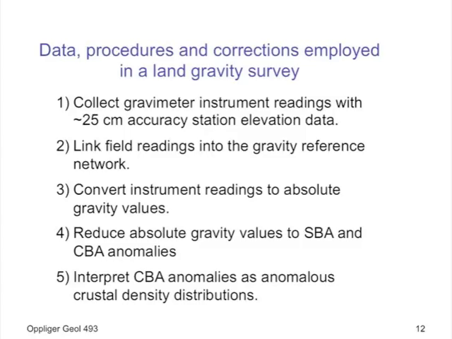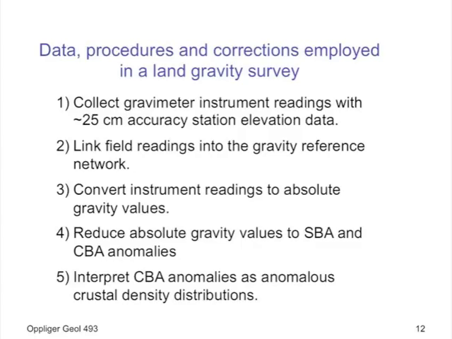That gravity reference network has known values of the tidally corrected absolute gravity. Some number, 980, 970 gals. Okay, and we usually express them in terms of milligals, so it'll be almost a million milligals at the absolute gravity station. And then we apply reductions, okay, for relative elevations and other things to reduce the absolute gravity value, absolute acceleration value, to what's called a simple Bouguer anomaly, SBA, and complete Bouguer anomaly, CBA.